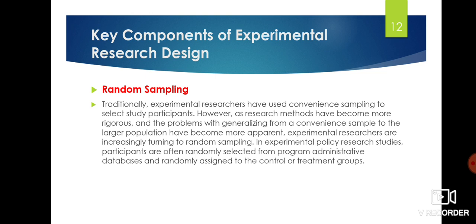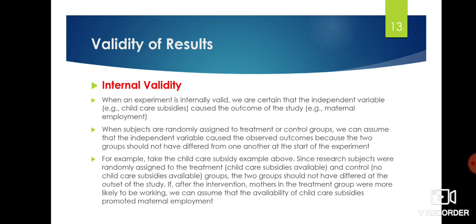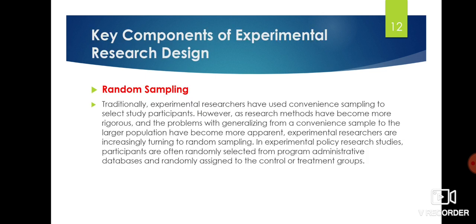In experimental policy research studies, participants are often randomly selected from program administrative databases. So, pag sinabing program administrative databases, usually this kind of sampling, random sampling, is actually systematic to the control or treatment group para nga naman fair, class. Okay. Tatandaan po natin, class, na ang convenience sampling ginagamit sa qualitative or sa non-probability.